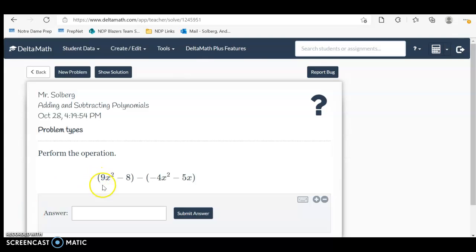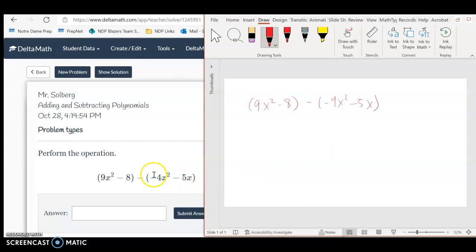Hi everyone, I just wanted to take a moment to explain the subtraction on the Delta Math, because there are problems like this one where, remember, if we're subtracting off a polynomial, we have to remember to distribute, so we change the sign of each of these. Right, so two negatives here would make a plus 4x squared, and then this negative to a negative 5x would be a plus 5x. Okay, and then once we do that, we can then simply combine like terms.